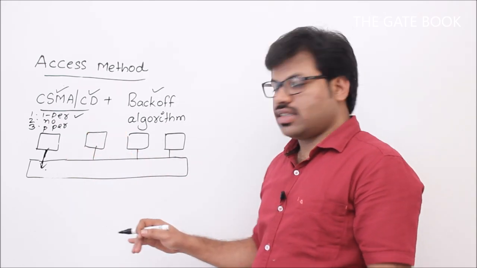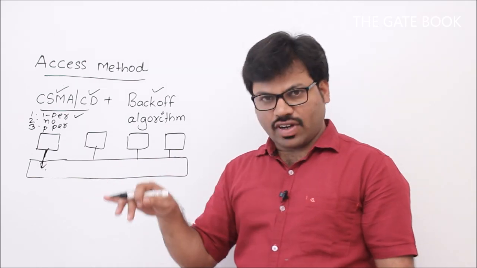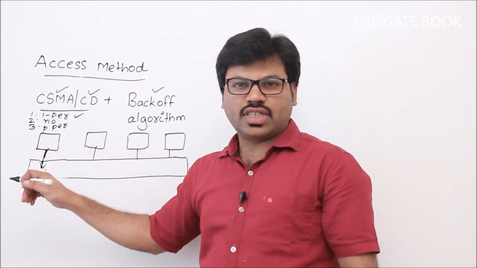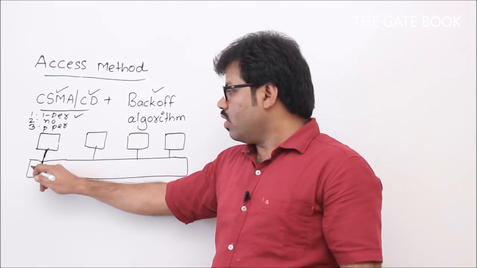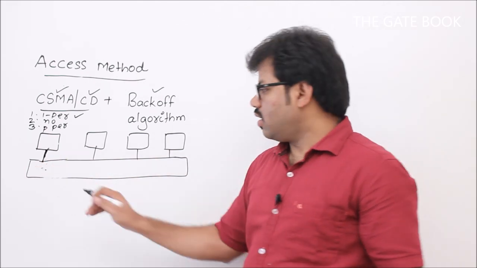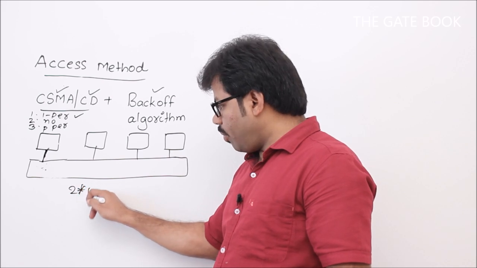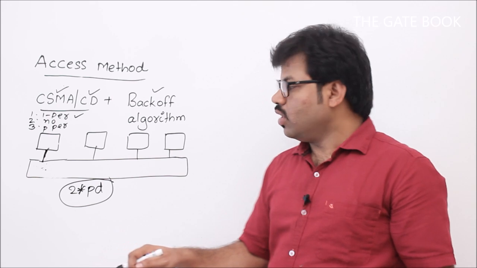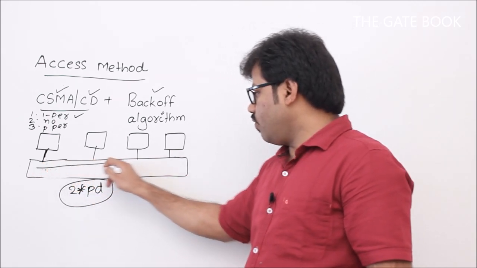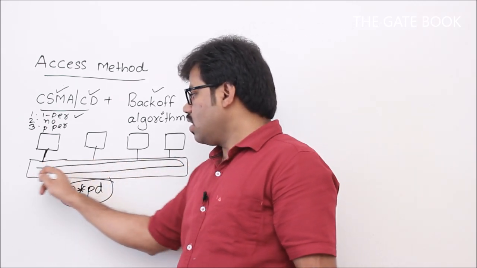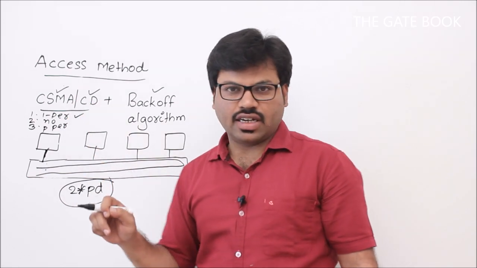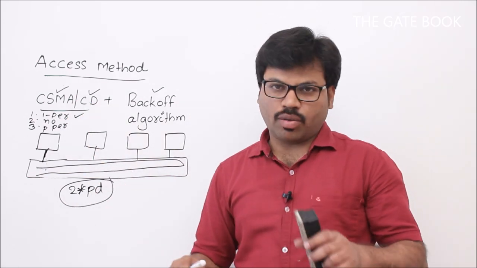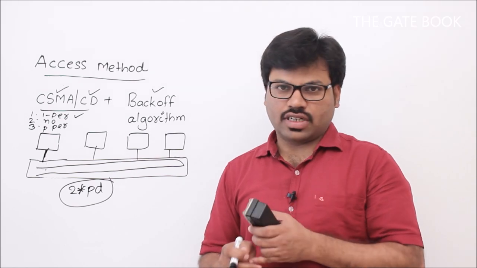Whenever a collision occurs, how do you detect it? For that, we have the minimum frame size. Since we are sending at least 2 times the propagation delay as transmission time, this much transmission time means that if there is a collision, we can definitely detect it. I told you that procedure, please refer to CSMA/CD. So we require at least 2 times the propagation delay as transmission time.